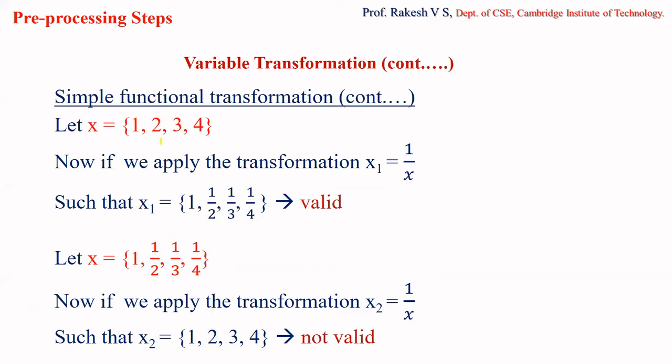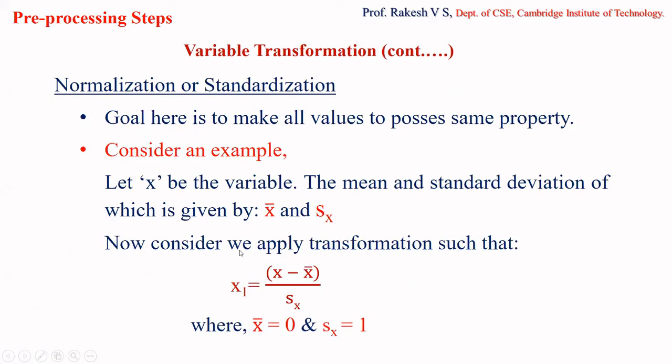Hope you have understood this, right? So we'll go for the next one, that is normalization or standardization. This is again one more way of performing variable transformation. The goal of this normalization or standardization procedure is to make an entire set of values have a particular property. Suppose you have values with different properties. You are going to convert those values such that all the values possess one particular property.